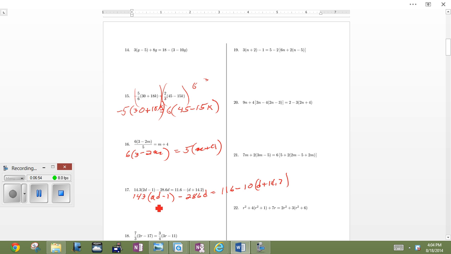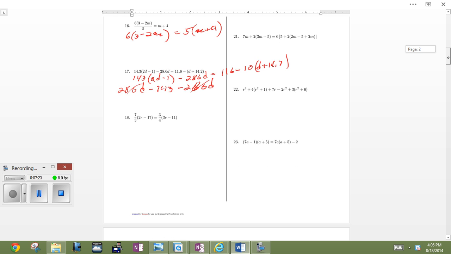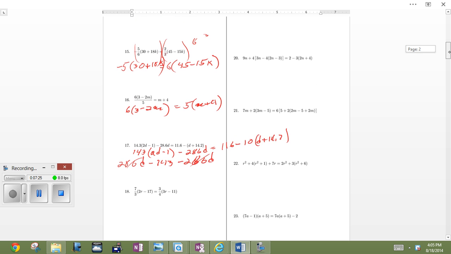So then I'd do my distributing. Looks like this is going to give me 286d minus 143, and looks like sure enough that minus 286d is going to do a disappearing act right there. Okay, so those will clear out nicely and quickly, all right? Let's see. Let's skip down through these maybe first 20 or so.